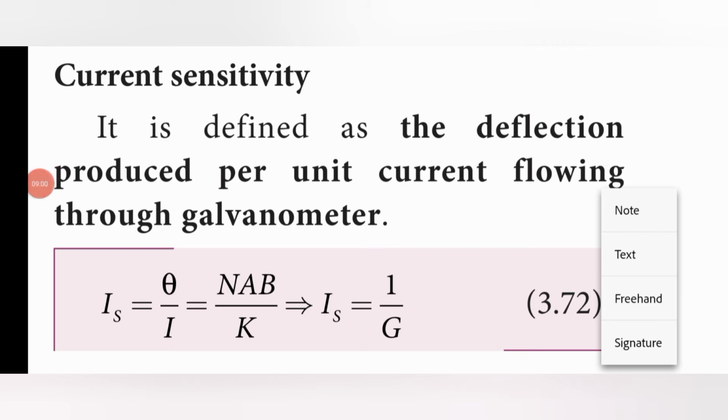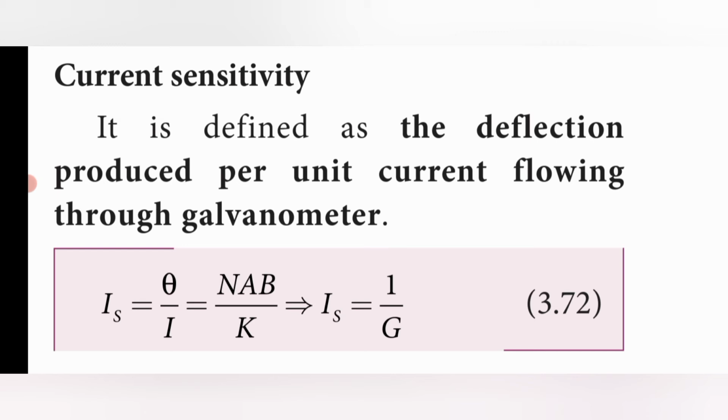So current sensitivity means the deflection that can be produced per unit current. For example, if 1 ampere of current flows through the galvanometer, the deflection it can produce is called the current sensitivity. That can be considered as IS. IS means current sensitivity, and according to the definition, it is the deflection produced per unit current.